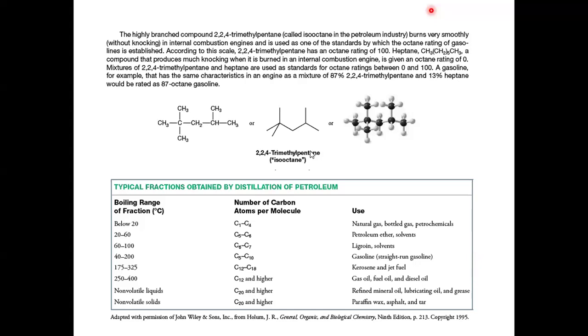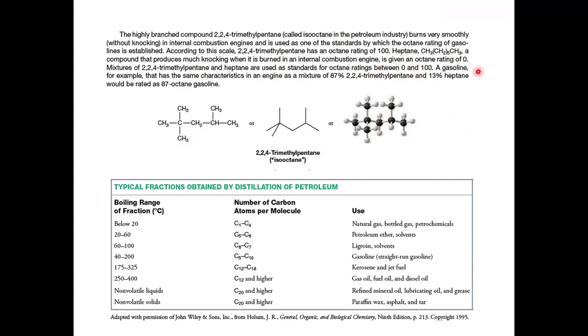The highly branched compounds, such as 2,2,4-trimethylpentane or isooctane, indicate that this compound is made up of 8 carbon atoms. This 2,2,4-trimethylpentane, isooctane, is one of the standards with which the octane rating of gasoline is established. According to the scale, this 2,2,4-trimethylpentane has an octane rating of 100.